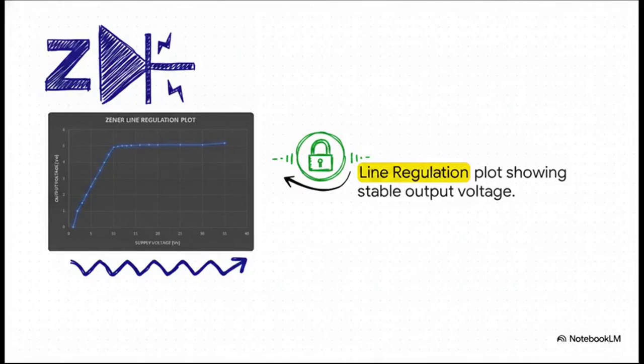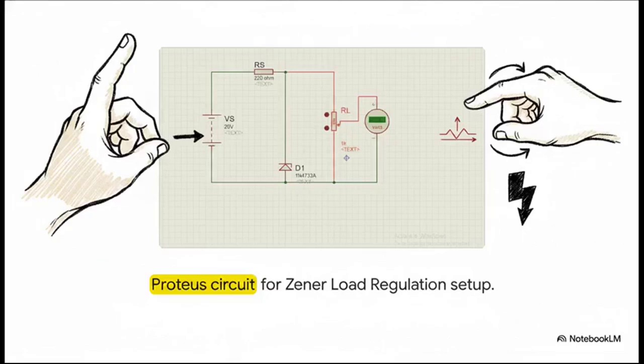It rises at first, sure, but the second it hits the Zener breakdown point, it beautifully flatlines, locking in right around 5.1 volts. The input voltage is doubling, tripling, just surging higher, and the Zener diode completely ignores it, delivering a perfectly regulated 5.1 volt output to the load. Pretty awesome, right? Switch gears for a second to our load regulation setup.